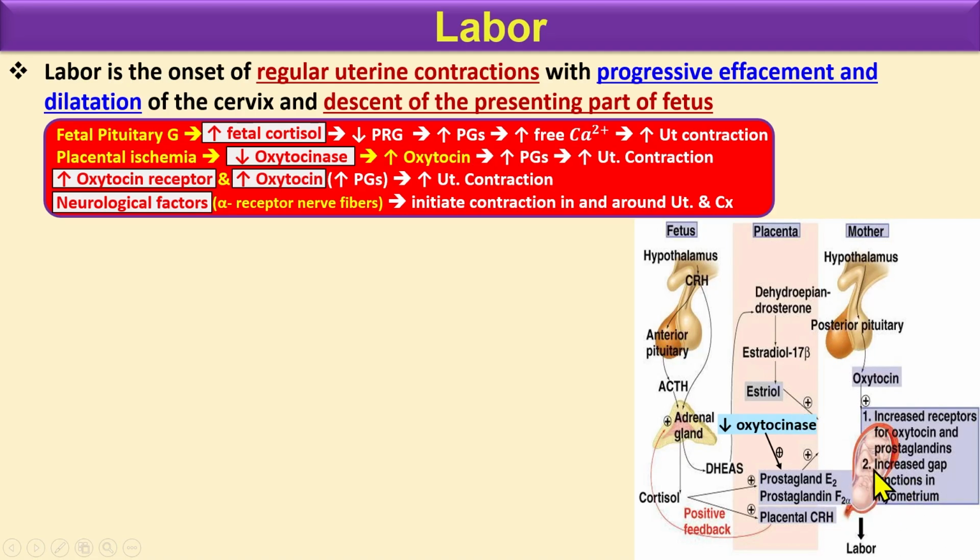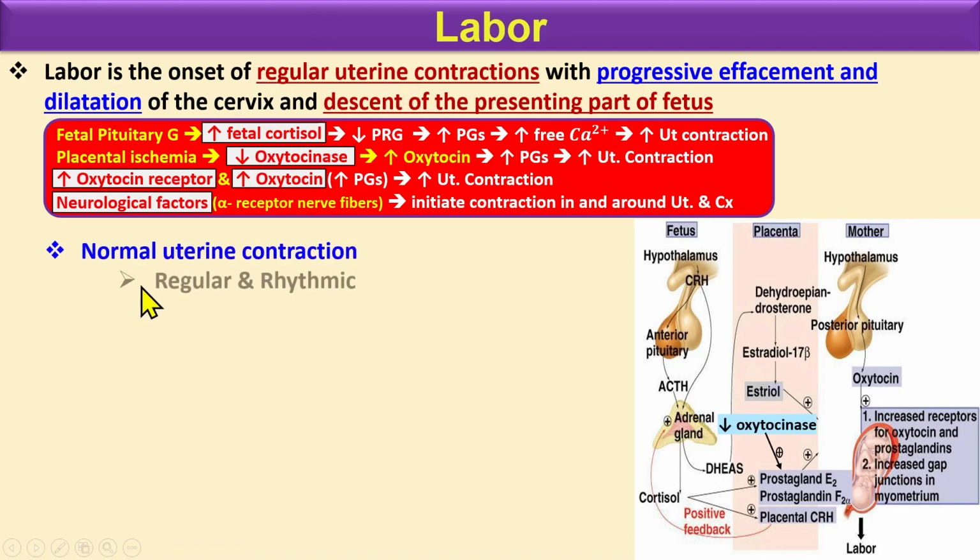So this will increase the uterine contractions. What do we mean by regular, normal uterine contraction? They should be regular and rhythmic, becoming stronger and stronger and pushing the fetus. There should be at least one in 5 minutes, and each contraction should last 30 to 60 seconds. Otherwise, it's insufficient.